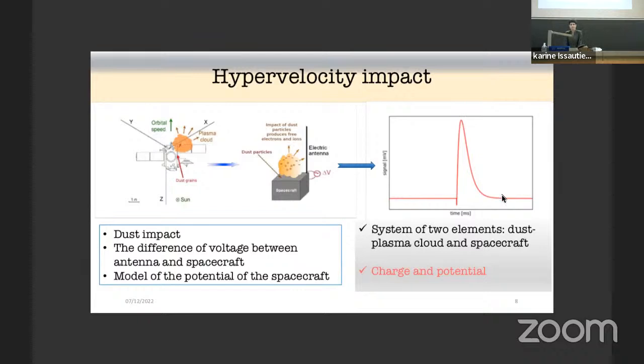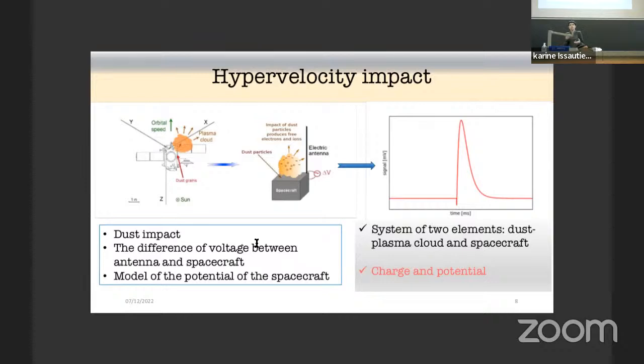It's a really characteristic shape for the dust signal. This axis is time, usually in milliseconds, and it depends on the different spacecraft. It's basically the time resolution of the instrument, and this is the signal amplitude, usually presented in millivolts. So what we wanted to do is to model the potential of the spacecraft.